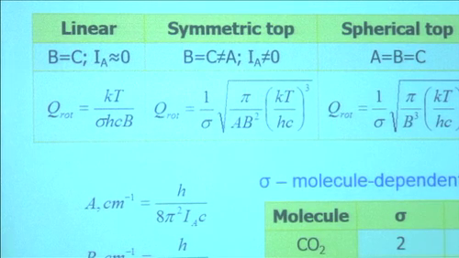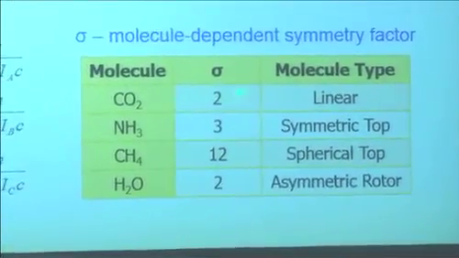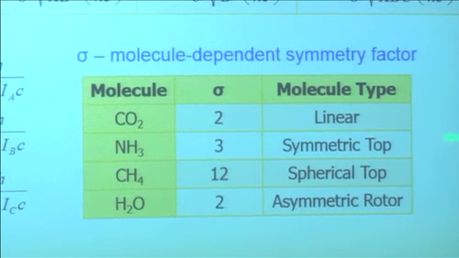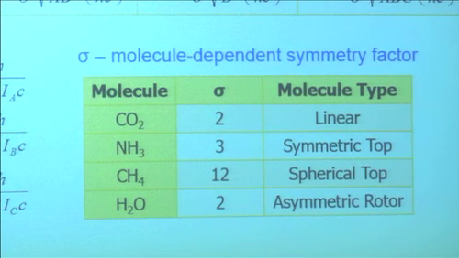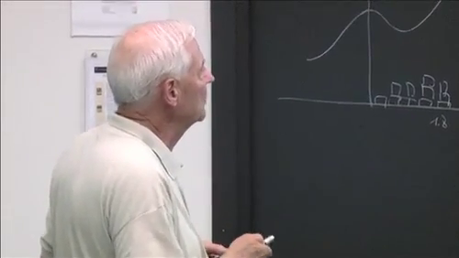So now here are some examples for some molecules. CO2, that's a symmetric linear molecule, so sigma is 2. Here's ammonia, a symmetric top. If I have the A-axis, I can rotate that ammonia three times and it looks the same. There are 3 positions that look the same. It takes a little more work, but you can show that sigma is 12 for the methane case. And now what is it for water? There are just 2 orientations about the A-axis that look the same for water. So we care about the partition functions, and we care about the symmetry factors that go into those terms.